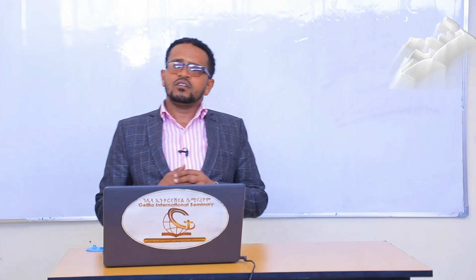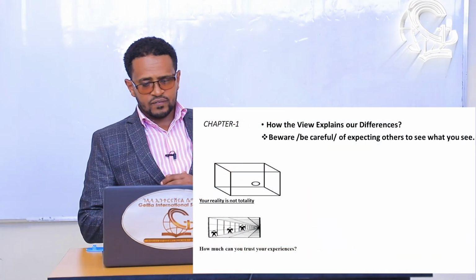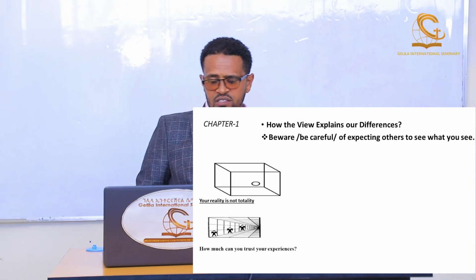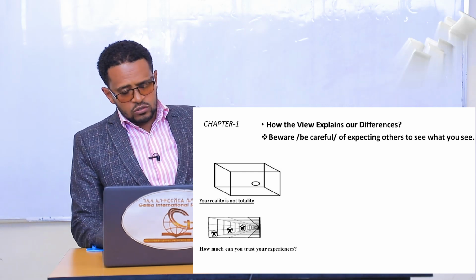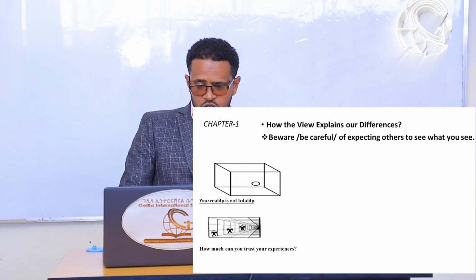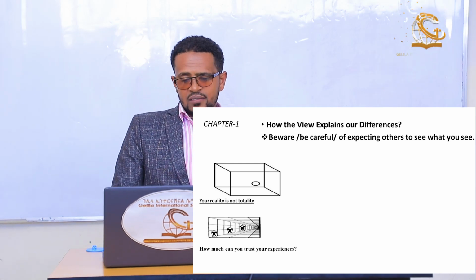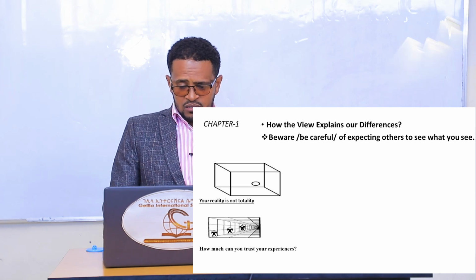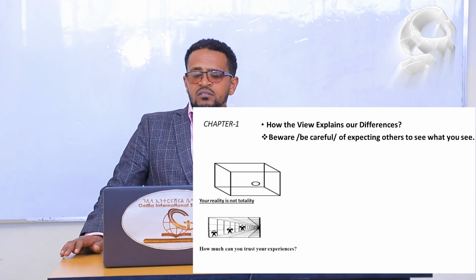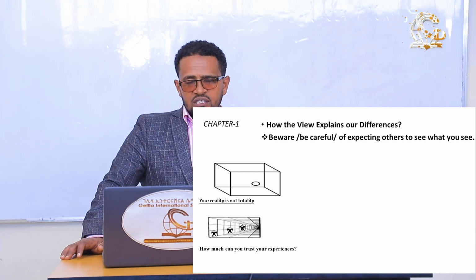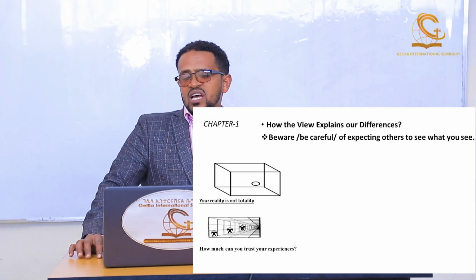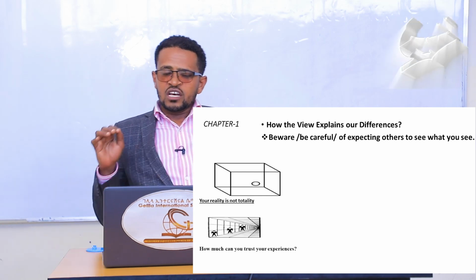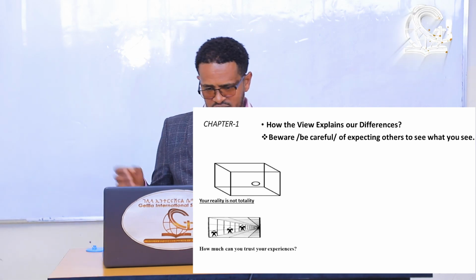The first chapter of the course says how the view explains our difference. Just look at the two figures in your course. The first one is like a triangular cube, and the other is rectangular. Under that, there are three persons. So, how the view explains our difference: our view or our understanding explains our difference. The way we look explains our difference or the conflict.